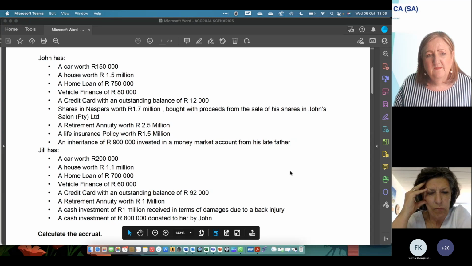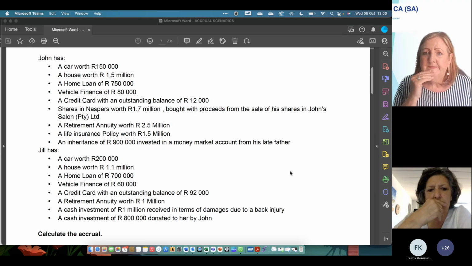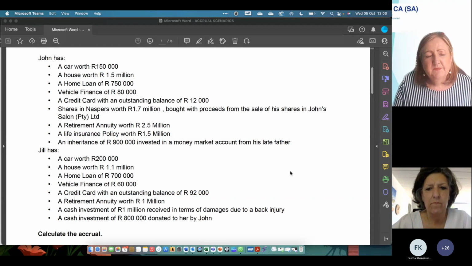John has a car worth 150K, a house worth 1.5 bar, a home loan of 750,000 Rand, vehicle finance of 80,000, a credit card with an outstanding balance of 12,000 Rand, shares in Naspers worth 1.7, which was bought with the proceeds from the sale of shares in John's Salon Pty Limited, a retirement annuity worth 2.5 bar, a life insurance policy worth 1.5 bar, an inheritance worth 900,000 invested in a money market account.